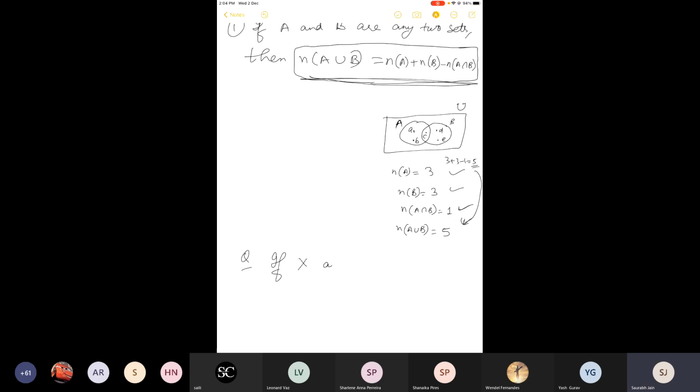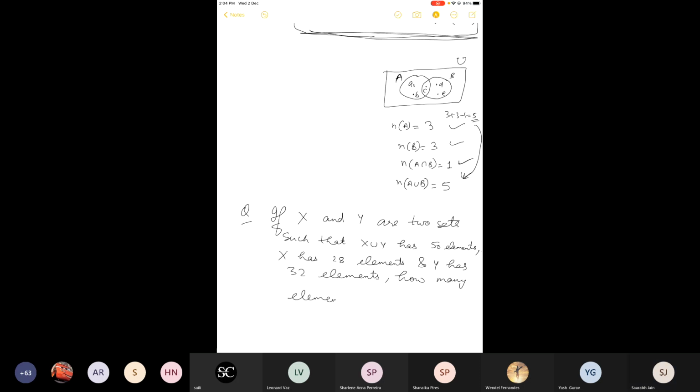This is a simple question, it may come for 1 mark. If X and Y are two sets such that X union Y has 50 elements, they may use any alphabet for sets. That is not important. Important is the result. X has 28 elements, and Y has 32 elements. How many elements does X intersection Y have?